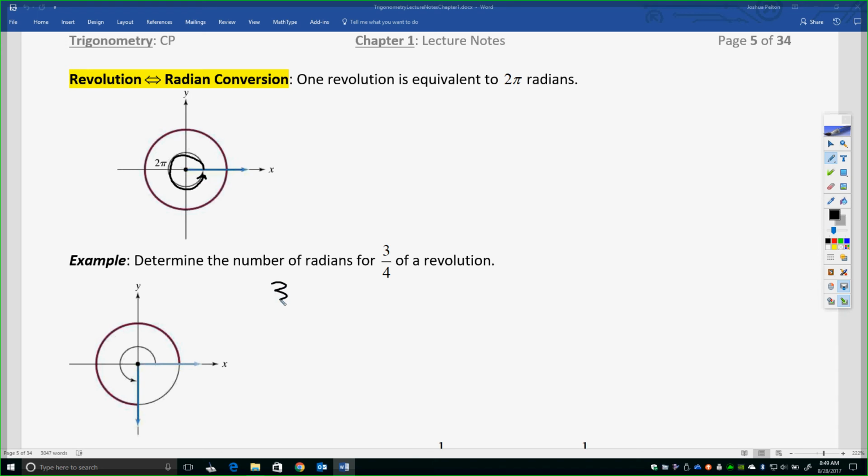So 3/4 of a revolution. When you do the abbreviations, always do them in the numerator, even if it is a fraction. We want to cancel the revolutions, so we need to put the conversion factor of revolution on the bottom and the 2 pi radians in the top. That gives me 3 pi over 2 radians.